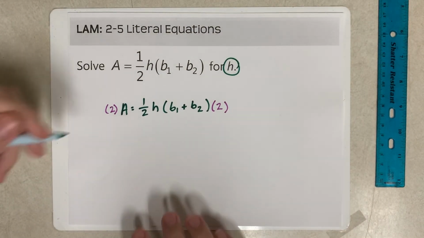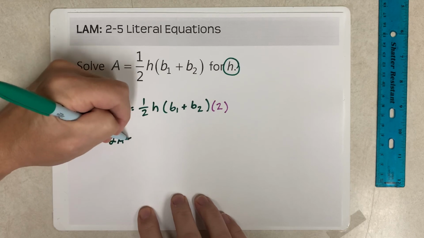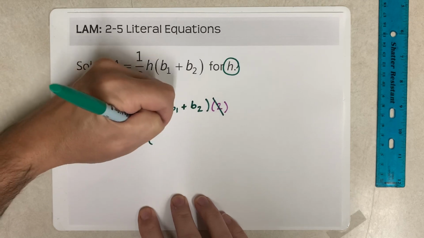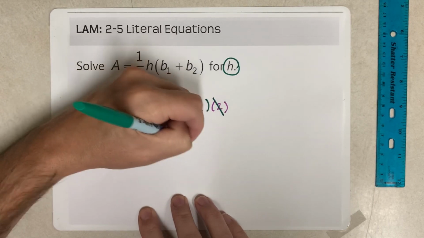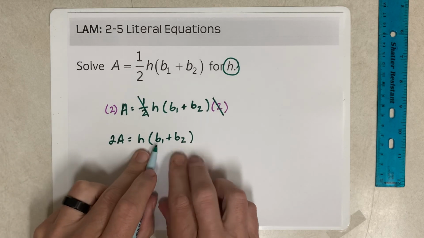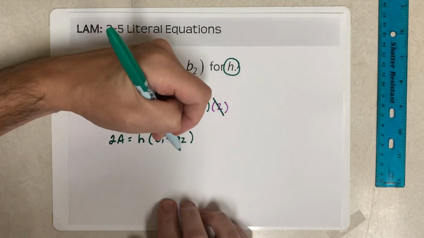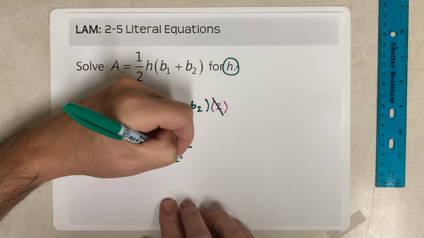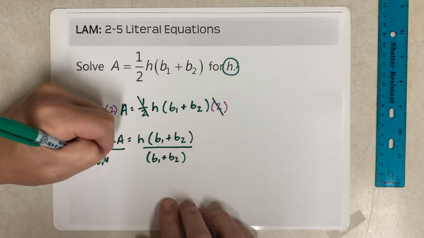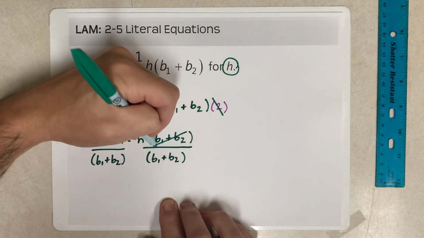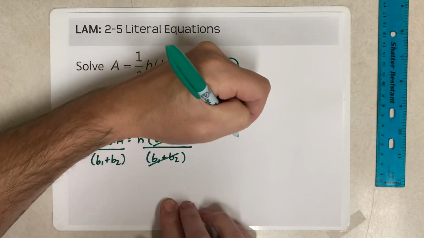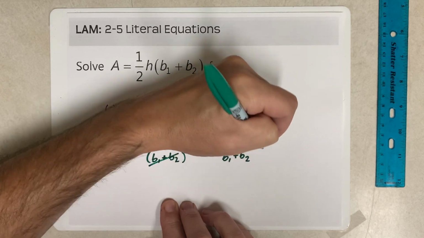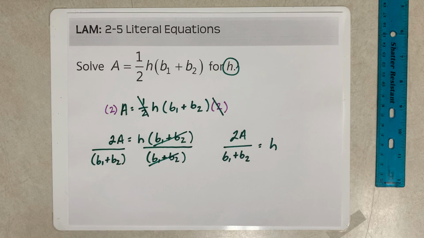Okay, so when we multiply both sides by 2, we get 2a equals, both of those cancel, multiplicative inverses, h times b1 plus b2. We want to get h by itself, so we got to move all of these parentheses underneath the 2a. So we're going to divide both sides by everything in parentheses, just like this. Both those cancel, and we wind up with 2a over b1 plus b2 is equal to h. And then that's our final answer for that one.